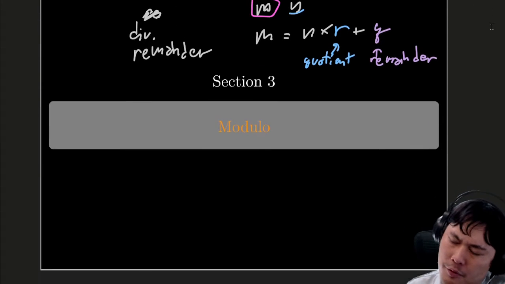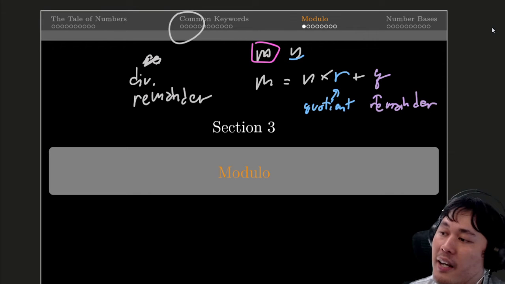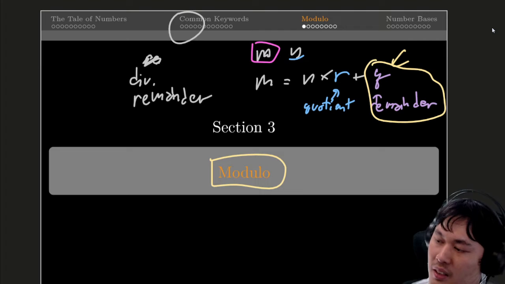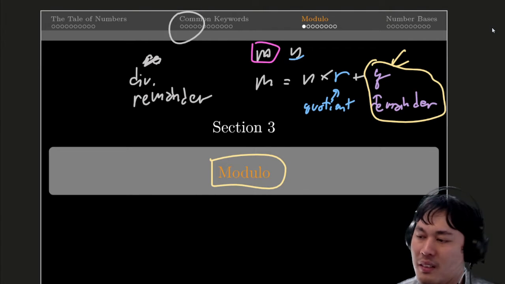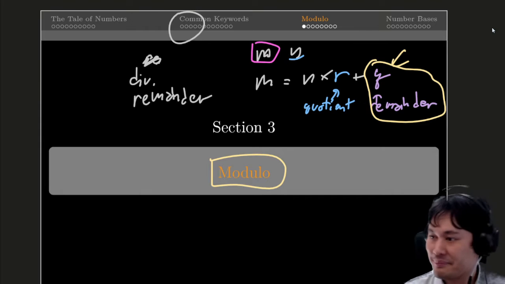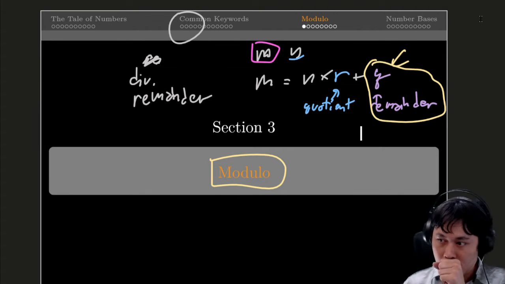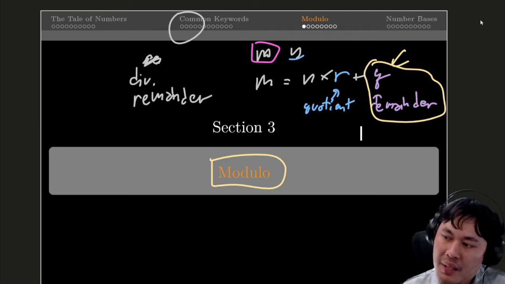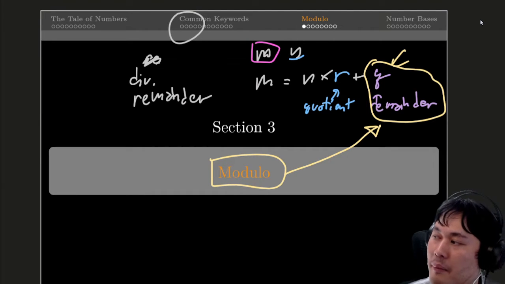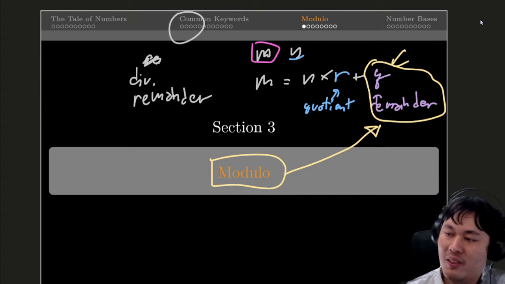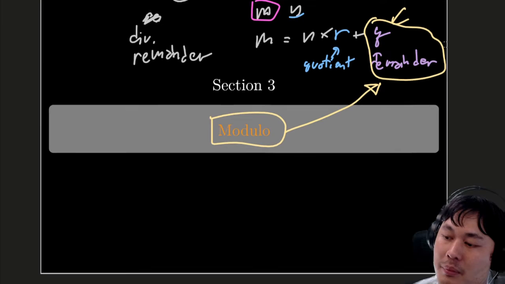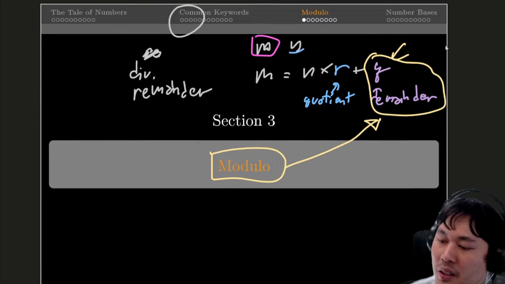But for modulo, this is the area where sometimes all you need is the remainder. Usually you don't care about the quotient. There are several reasons why. But if you only care about the remainder, then there are better or quicker or more fun ways to study the remainder of a number. And that is called modulo.